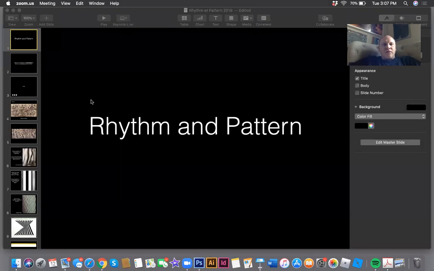Hi, I want to talk about rhythm and later about pattern, and there are important differences between the two. So let's take a look at a few slides and see what I mean. So, rhythm and pattern. First, starting with rhythm.